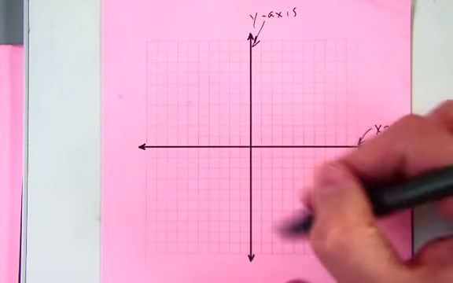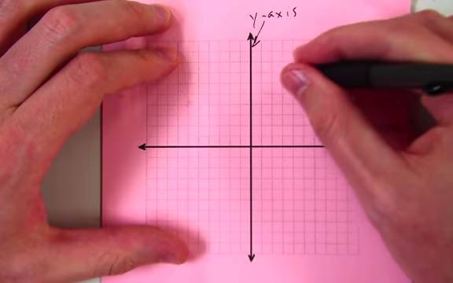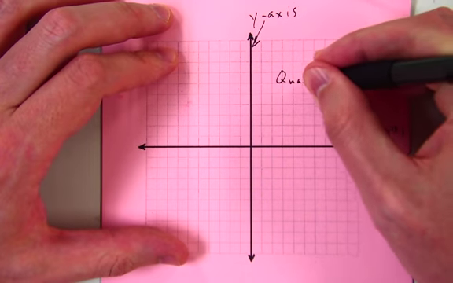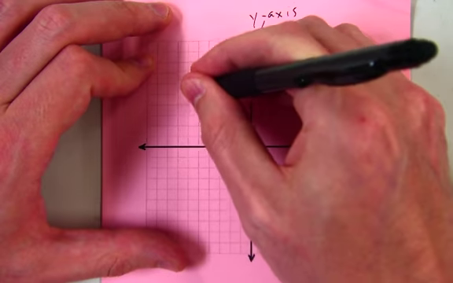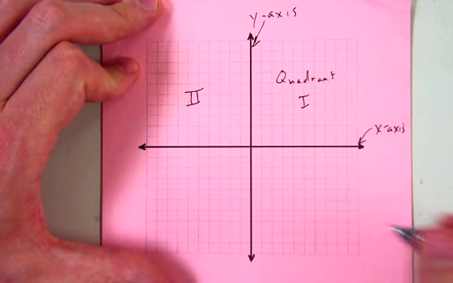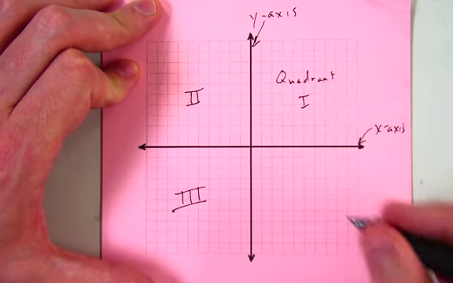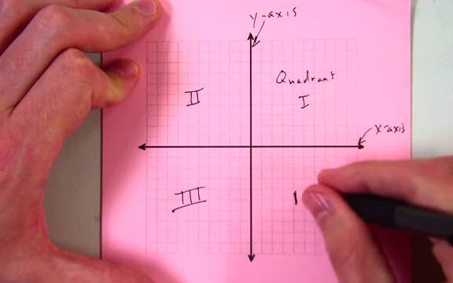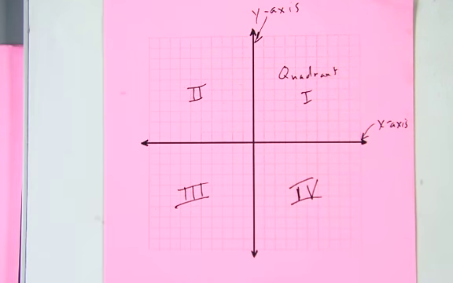These axes break this graph up into four separate pieces. We call these quadrants. The one in the upper right we call quadrant 1. And then it goes around counterclockwise from there. So quadrant 2 is over here. This is quadrant 3. We use Roman numerals to number these. And then finally down here in the bottom right, this is quadrant 4.